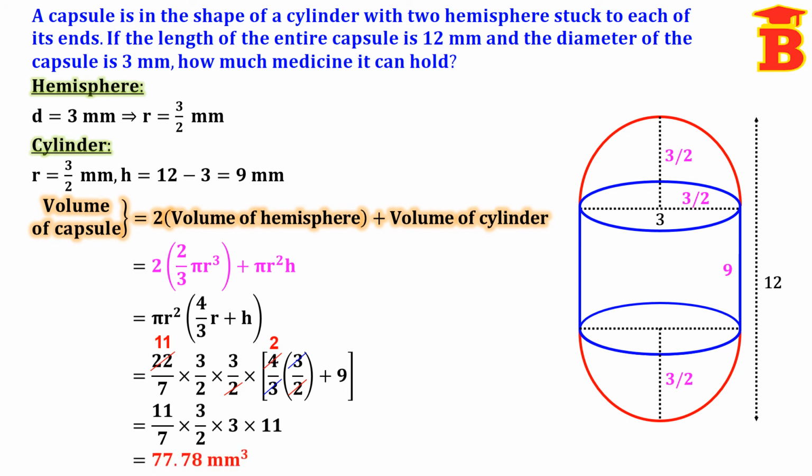We get the final answer 77.78 mm cube. In the question, the given unit is mm. Finally, we write the volume. Volume is a cubic unit, so we write mm cube.